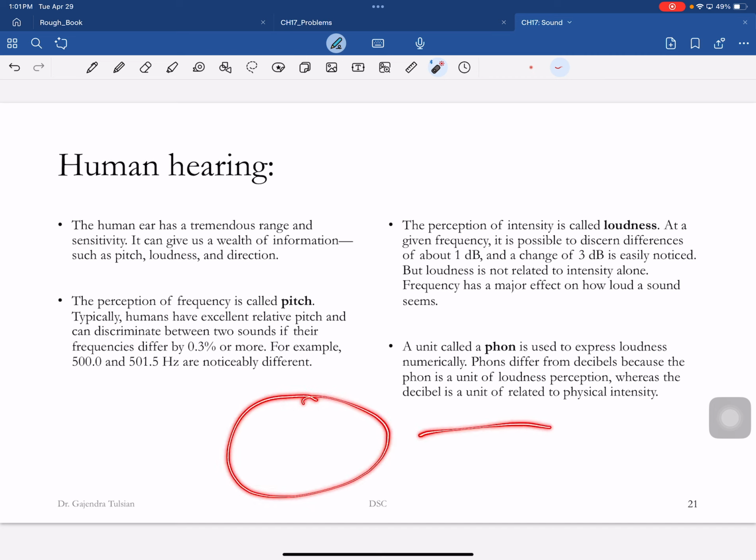So when it goes through your head, what happens to this intensity? Slightly less. It's a lot less, and that's what you take rather than the time difference. All right. So you have directional information, you have pitch information, and you have intensity information.